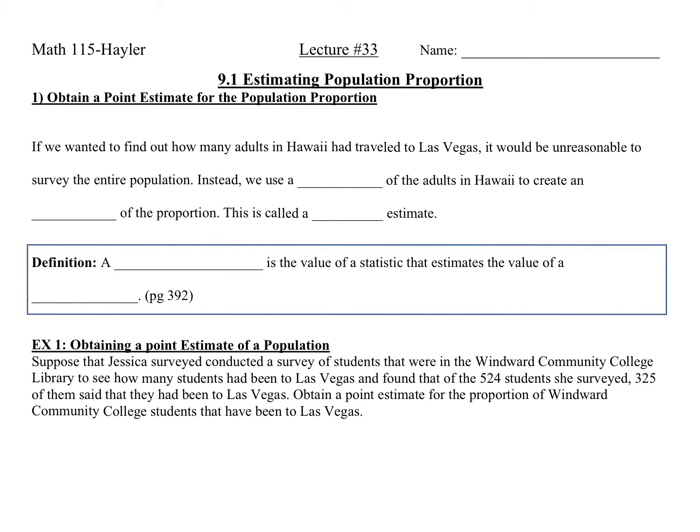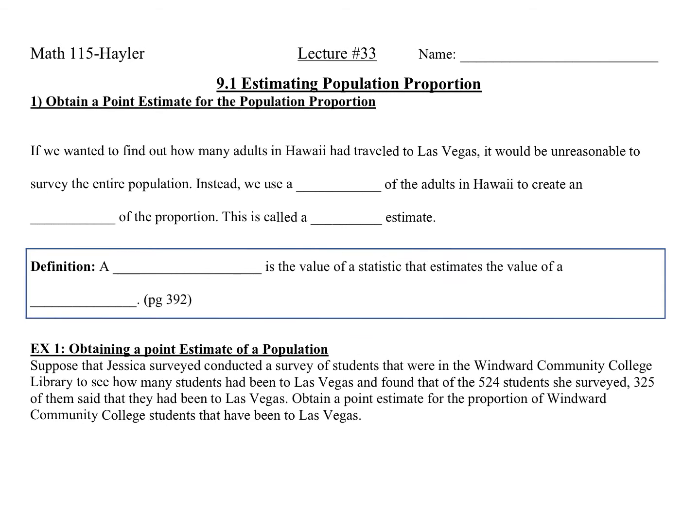Okay, so first off, we're going to look at obtaining a point estimate for the population proportion. If we wanted to find out how many adults in Hawaii had traveled to Las Vegas, it would be unreasonable to survey the entire population. Instead, we would use a sample. Let me go ahead and write that down.